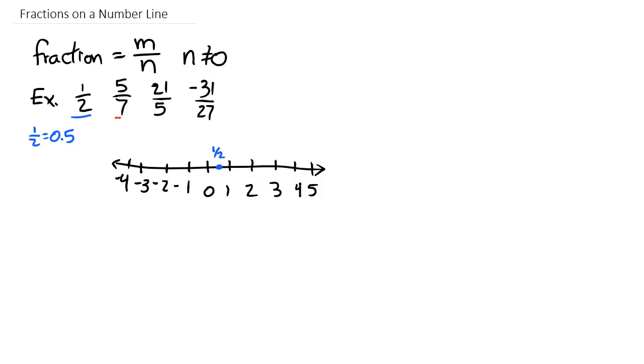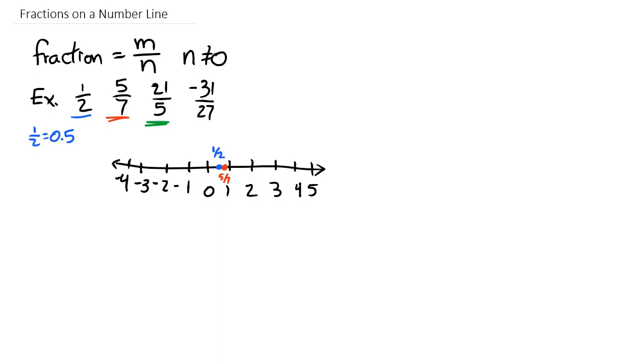Let's take a look at 5/7. 5/7 is bigger than 1/2 because half of 7 is 3.5. So it's going to be bigger, but yet it's still smaller than 1. So it's going to be in here. And there's 5/7.